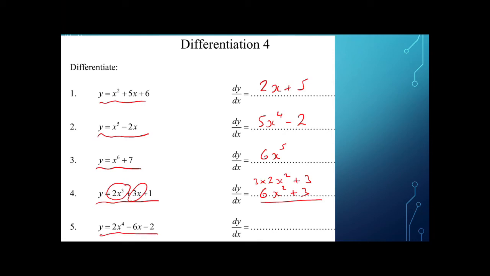Okay. We're going to put the 4 in front of the 2, we're multiplying there. Subtract 1 from the 4 gives us 3. This is minus 6, and the minus 2 disappears. 4 times 2 is 8, 8x cubed minus 6.